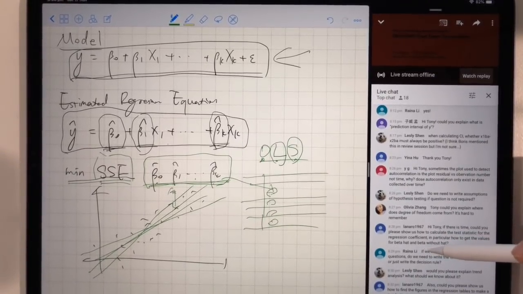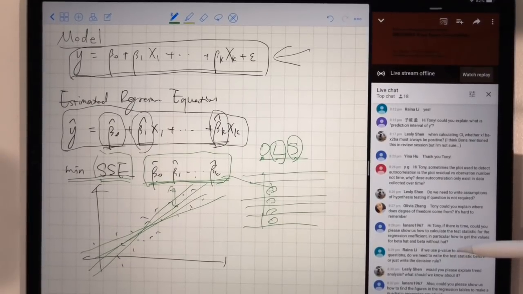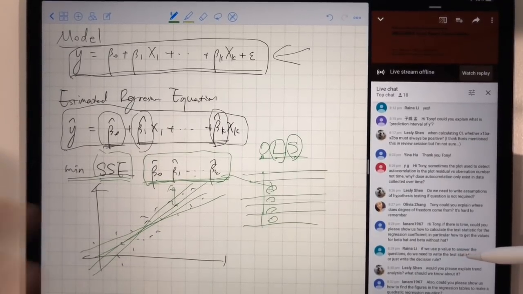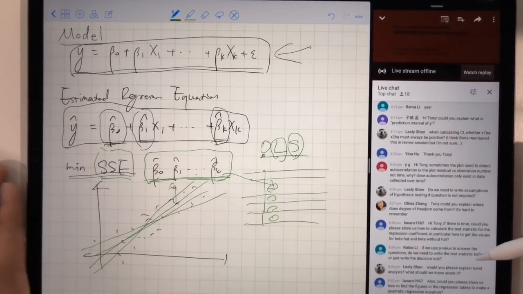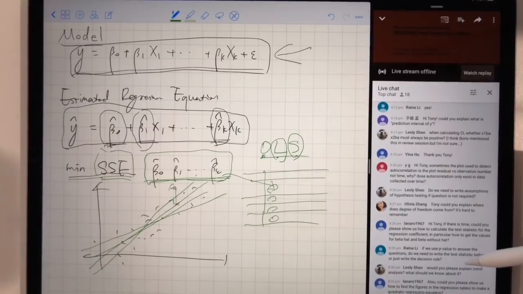Rana Lee is asking, if we use p-value to answer a question, do we need to write a test statistic before, or just write a decision rule? Well, if you are asked to use p-value, then use p-value. If you're asked to use critical value, you use critical value, okay? So don't worry. It all depends on what the question is asking you.